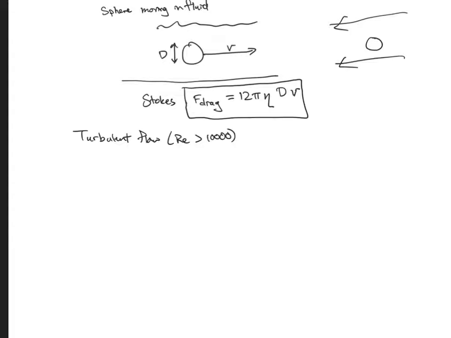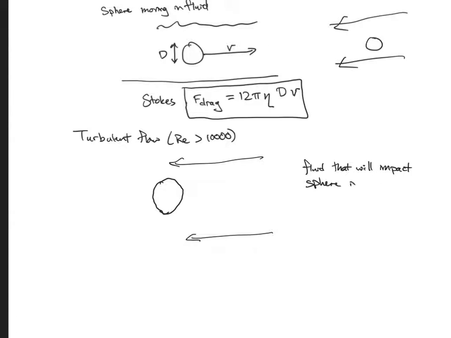So again, I'll draw it as a sphere, but really we could generalize our arguments to any kind of shape. And this sphere could be moving to the right relative to the fluid, but it's a little bit easier to think about the fluid moving to the left relative to the sphere. And I want to think about the volume of fluid which is going to impact on that sphere in a time delta t.